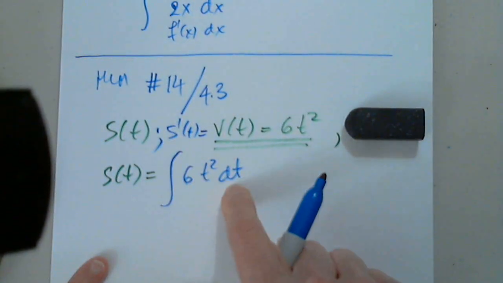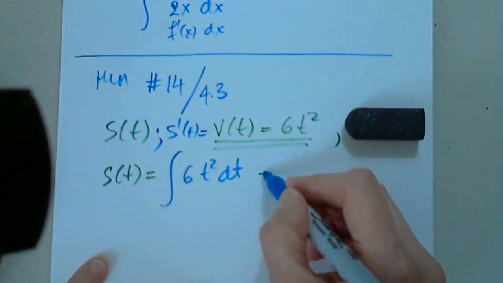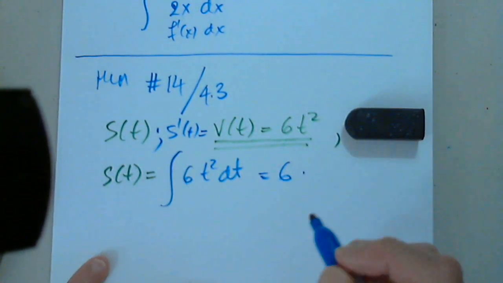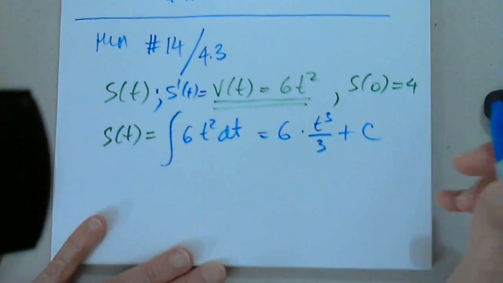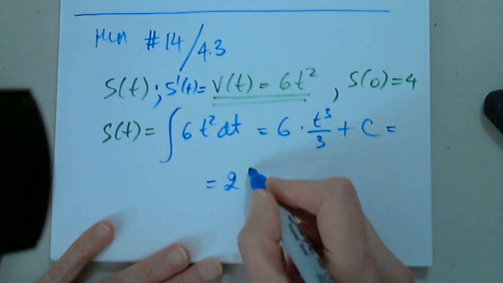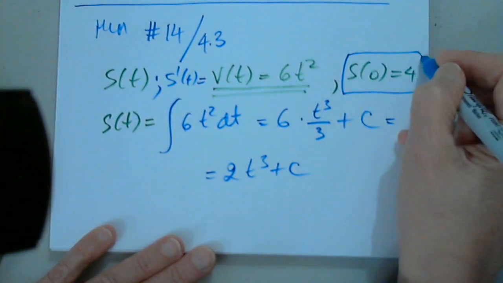So s prime of t dt with the integral will give us s of t. Good. 6 stays outside as a factor. You already told me t to the third over 3 plus a constant c. Of course, I will write 2t cubed plus a constant c. But I have an initial condition.